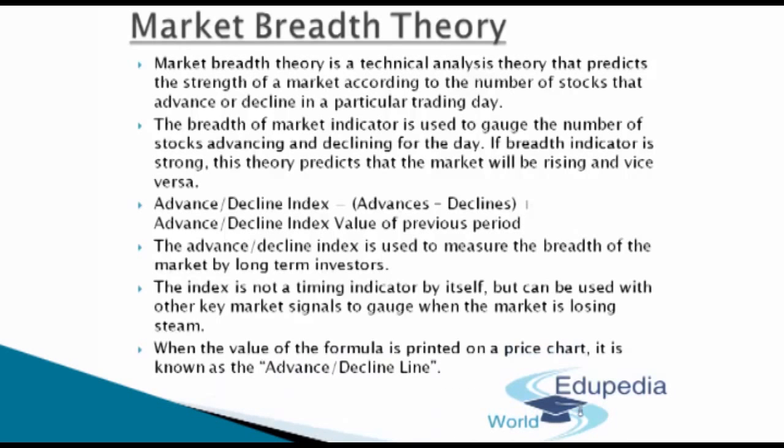And when the value of the formula is printed on the price chart, it is simply known as the advance or decline line. So guys, that was all about the theories relating to random walk, Dow theory and market breadth theory. I guess I was able to emphasize the understanding of the same, and deliver it in a proper manner, and you guys must have liked it as well.